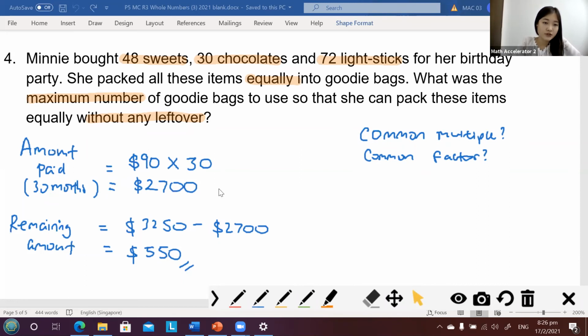Question 3 is still here. You can still copy. Think about it. They want the number of goodie bags. Common multiple will be a bigger number. Common factor is a smaller number. You already have 72 light sticks. Do you need a very, very big number of goodie bags?